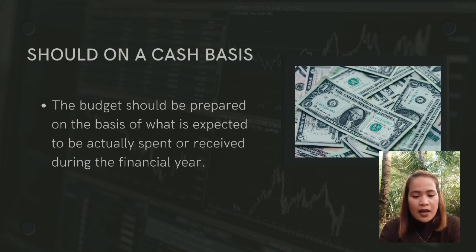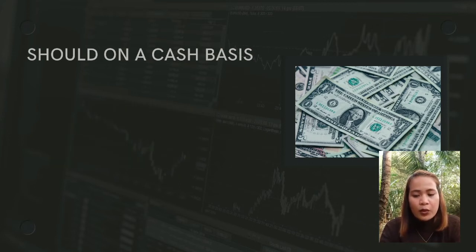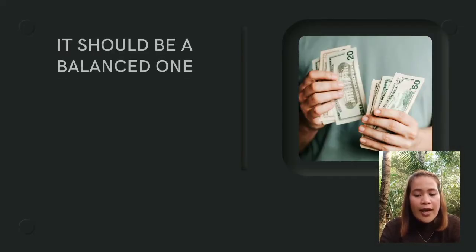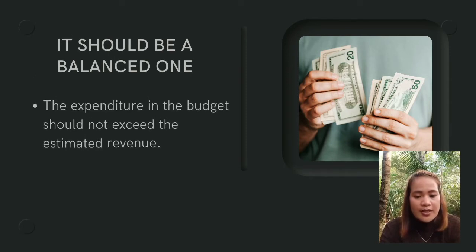Under cash basis, the company then has a business expense and reduction in their cash balance. Second one, budget should be a balanced one. Estimated expenditure should not exceed the estimated revenues. Dapat nga ang gibanabana nga gasto, kinahanglan nga dili siya mulapas sa gibanabana nga kita.